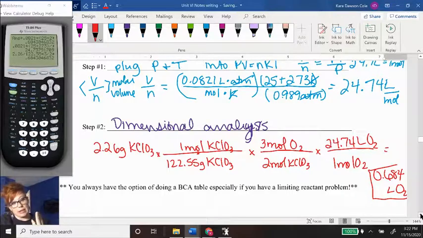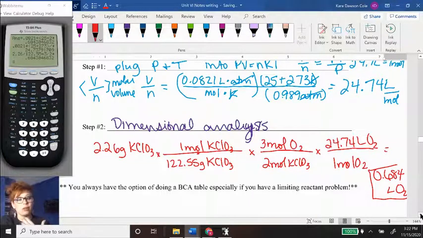using dimensional analysis and PV equals nRT. So you've got to use both of those 2 things. It's either you use dimensional analysis first to find your moles of whatever you're looking for, and then use PV equals nRT, or you're using PV equals nRT to solve for molar volume and then doing your dimensional analysis problem.